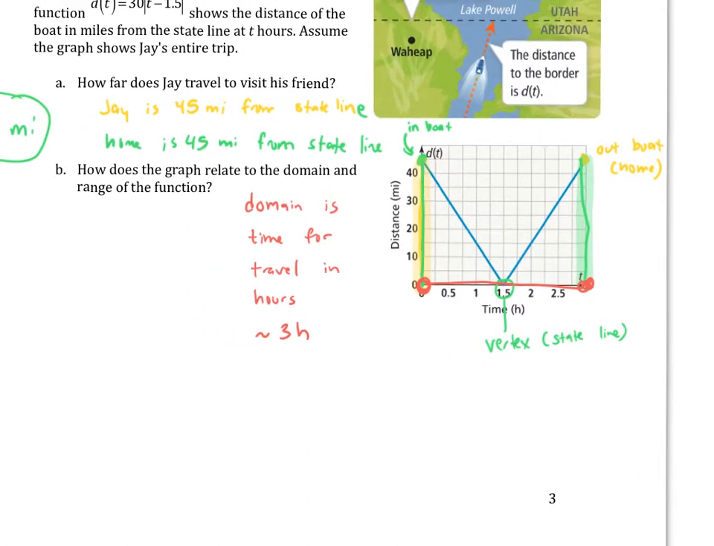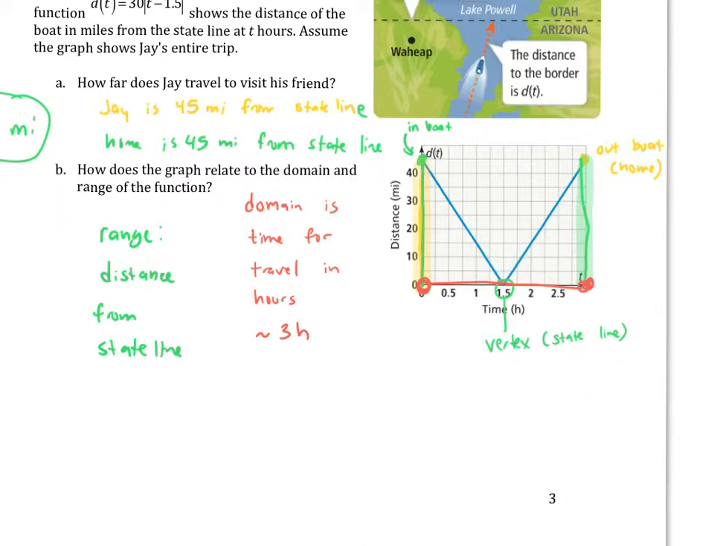But next, how about the range? Well, as mentioned before, the range is all positive numbers, and this is the distance from the state line. At first, he is 45 miles away, but he gets closer and closer until he's at the state line, and now he's moving away from the state line, so his distance is farther and farther away.